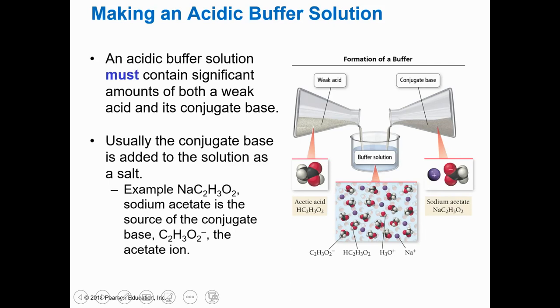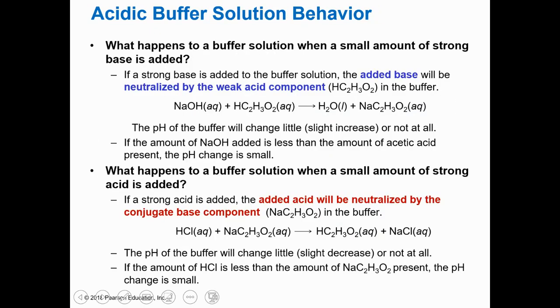Okay, so to make a buffer, again, you're going to need a weak acid and its conjugate, or a weak base and its conjugate, and it must have significant amounts of both the weak acid and the conjugate. So when we have a good buffer solution, if you add a base, it'll be neutralized by the acid. And if you add an acid, it will be neutralized by the base. And so the pH stays the same or changes very little.